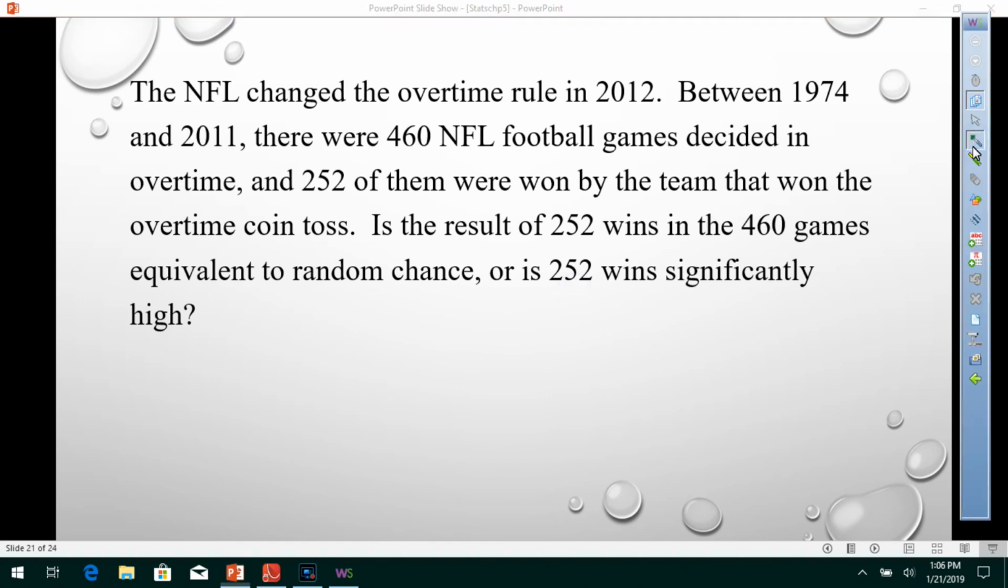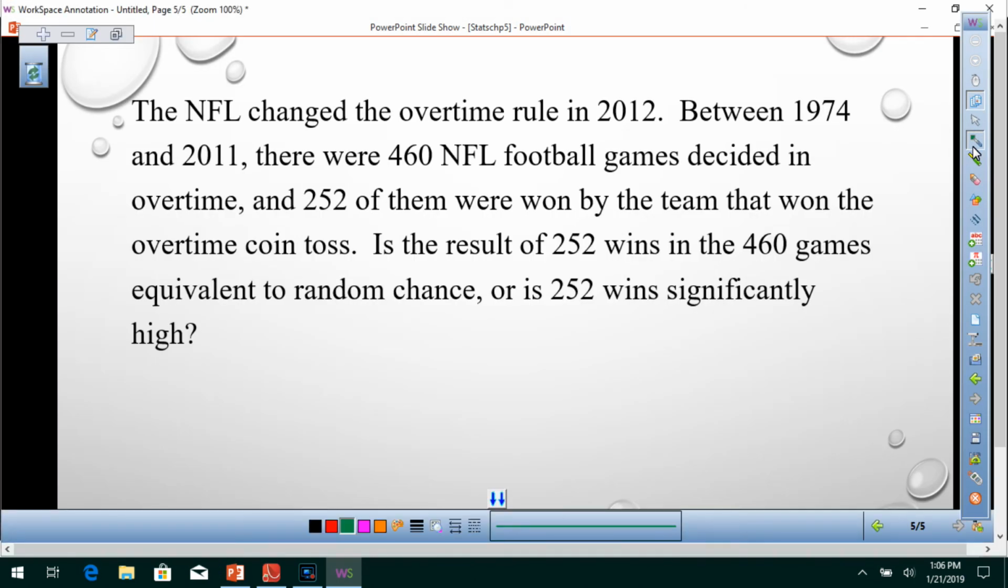Okay, here's another one. The NFL changed the overtime rule in 2012. Between 1974 and 2011, there were 460 NFL football games decided in overtime. 252 of them were won by the team that won the overtime coin toss. Is the result of 252 wins in the 460 games equivalent to random chance, or is 252 wins significantly high?